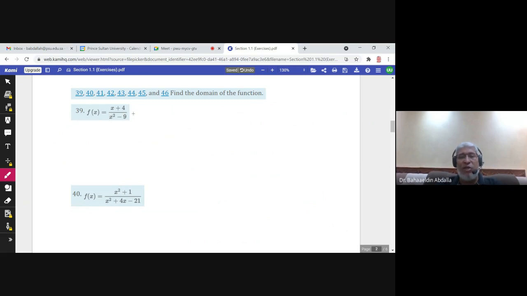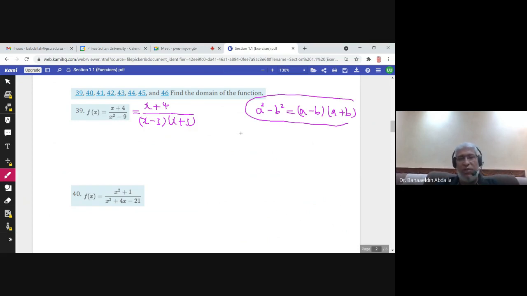This is a fraction. We cannot accept that the denominator is 0. So the denominator cannot be 0. Let us factor the denominator to find the zeros of the denominator. This is x squared minus 9, a difference between two squares. So x minus 3 times x plus 3. Remember, whenever you have a squared minus b squared, you factor it using a minus b times a plus b. This is called the difference between two squares.